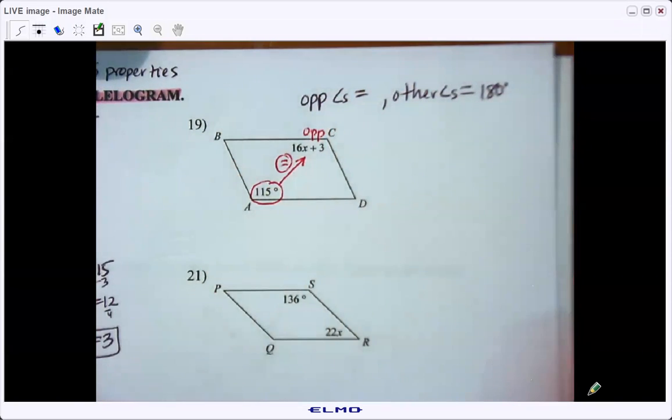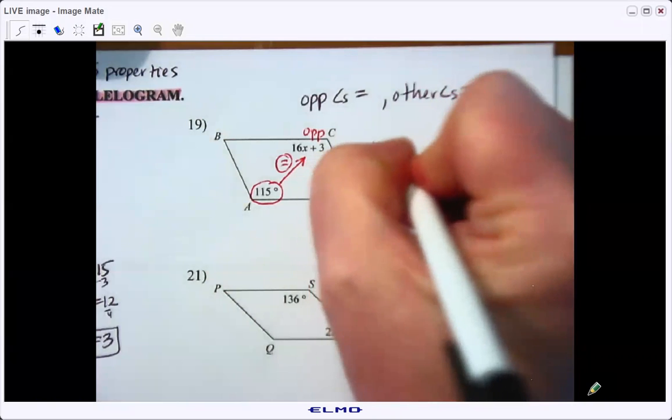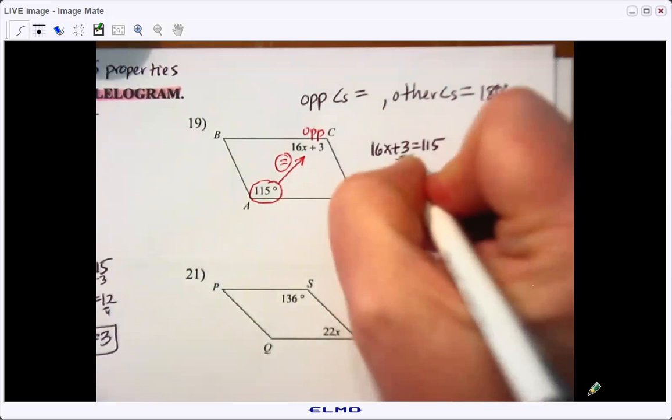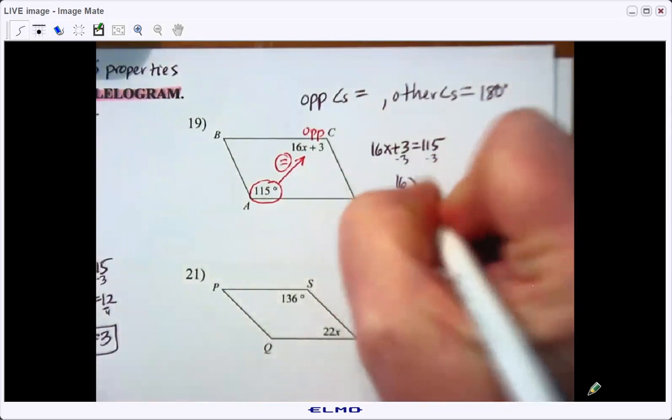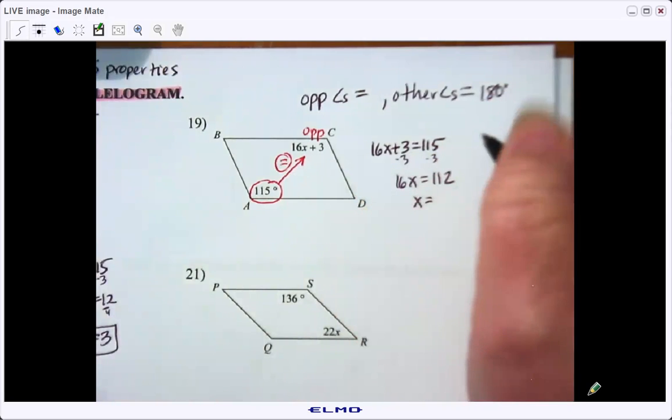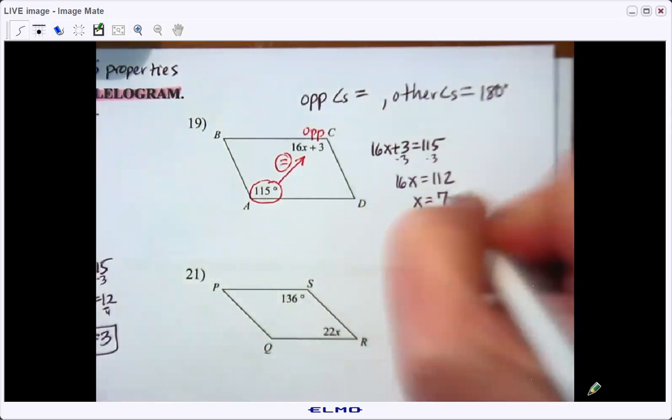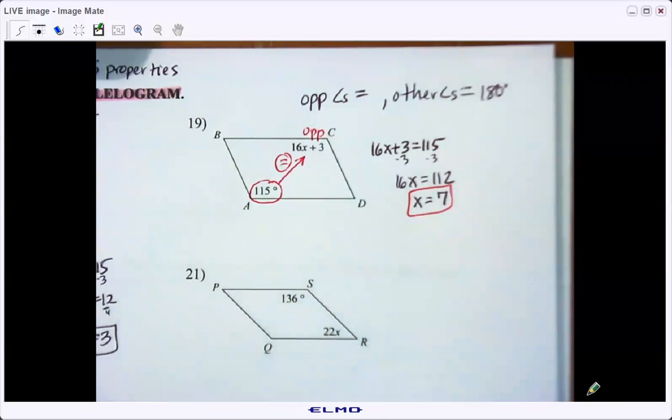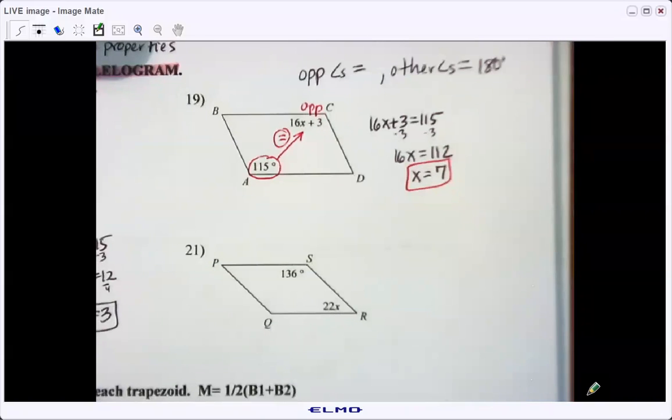So I have 16x plus 3 is equal to 115. If you don't understand where the opposite is, then you're not going to get this problem. You do have a 50-50 chance, however. Okay? So subtracting 3 on both sides, we get 16x is equal to 112. Dividing by 16, we get x equals 7. Questions on that one? Anything that I can clarify?